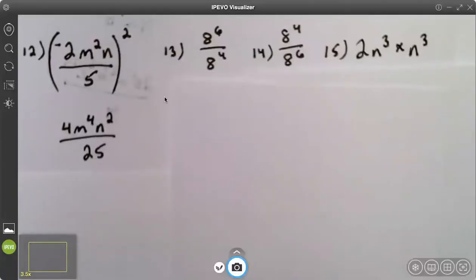Number 13. Well, number 13, I have a common base of 8, so I subtract the exponents. 6 minus 4 is 2, and 8 squared is 64. Number 14.